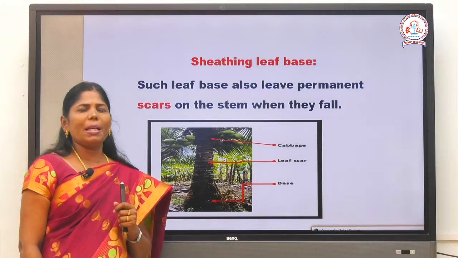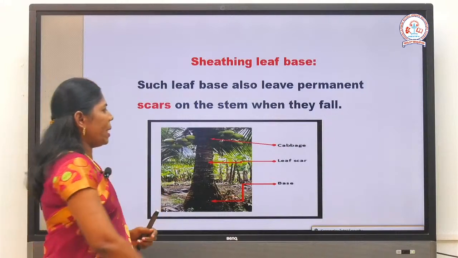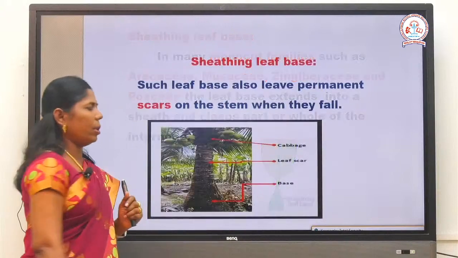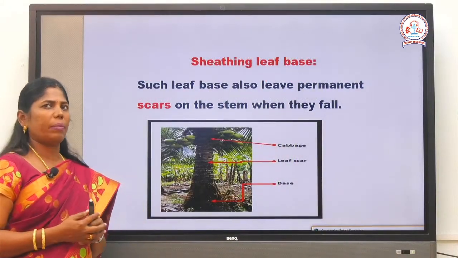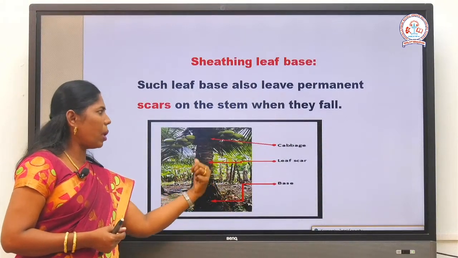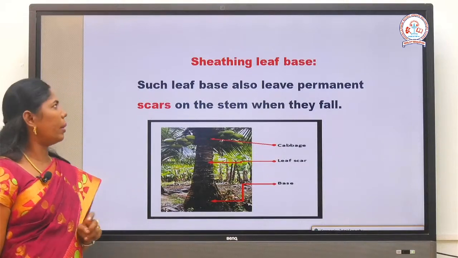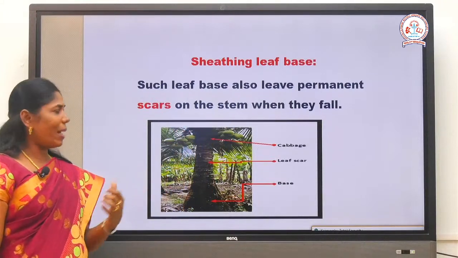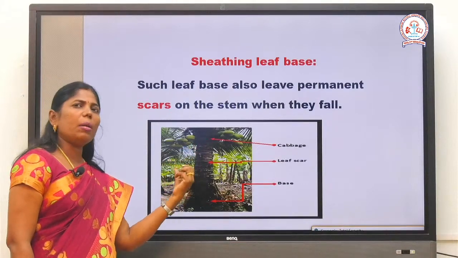The sheathing leaf base leaves some scars. Such a leaf base also leaves permanent scars. When the leaf falls from the tree, after it has fallen we can see a small scar on the stem, which is considered the sheathing leaf base scar. Such a leaf base leaves permanent scars on the stem. These scars we cannot see in dicotyledonous plants, only in monocotyledonous plants.